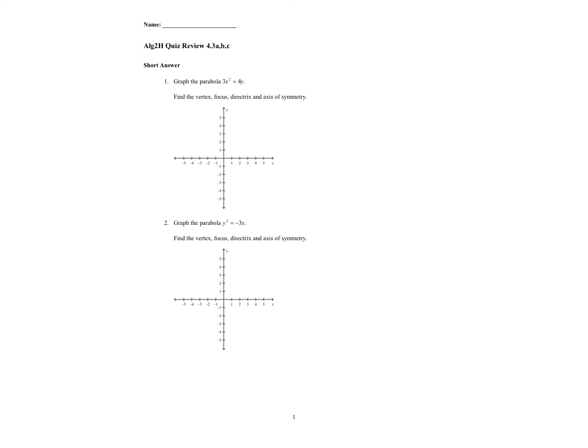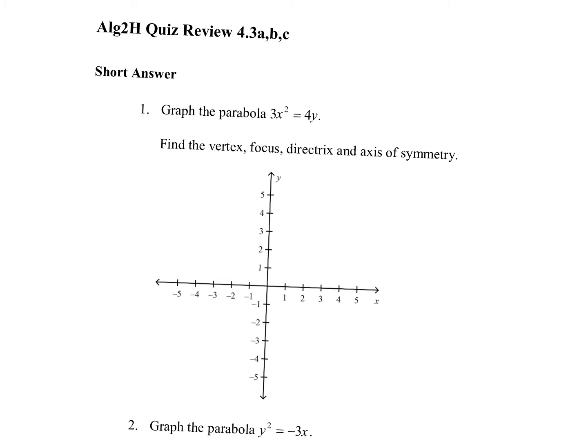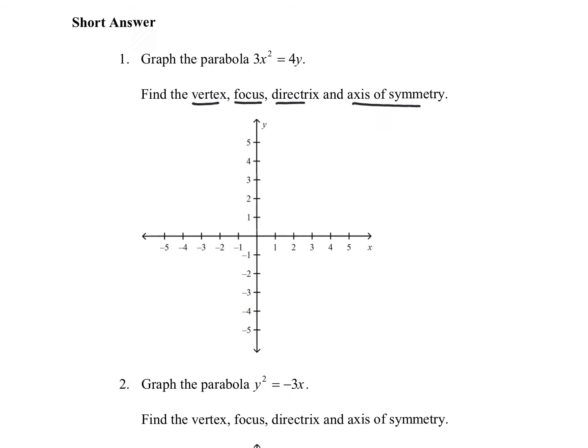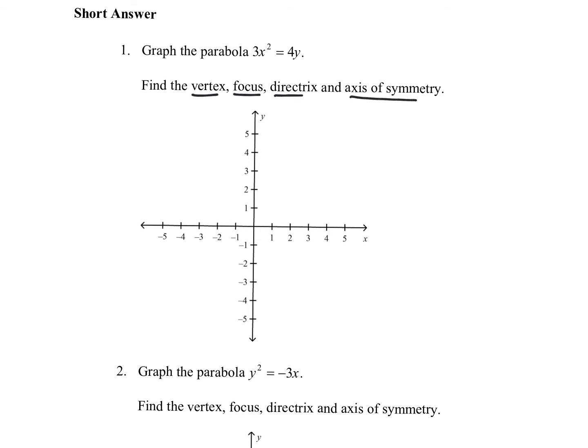Just like it says in the quiz review, it's going to ask you on the quiz tomorrow to find the vertex, the focus, the directrix, and the axis of symmetry, and then graph the parabola. So 2 questions just like this. Now, they may be questions where the vertex is at 0, 0. And the quiz is on paper. It's not on Canvas. Okay, so let me go ahead and do the first one.